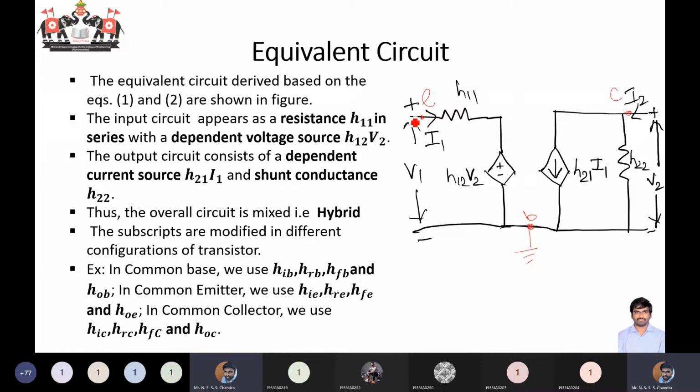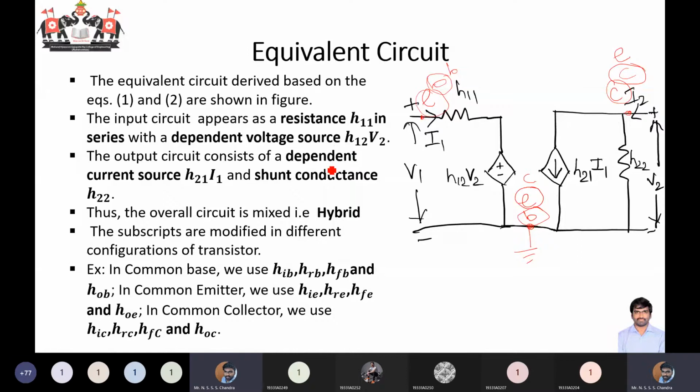Okay. So in case it is a common emitter circuit, then this would have been emitter. This would have been base. This will remain collector only. If it's a common collector circuit, this would have been collector. This terminal would have been base. This terminal would have remained emitter. Okay. So based upon this, we are going to redraw the circuits for the transistors.